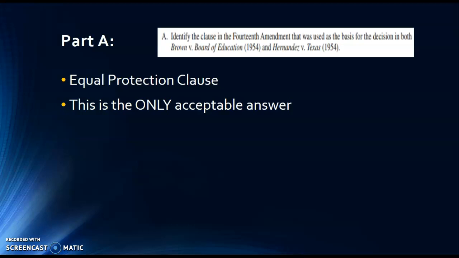It is the only one that you will receive a point for. You either get a point or you don't. It's one or the other. Remember, there's no partial credit for this either. If you were inclined to put the Due Process Clause, you would not earn a point because the correct answer here is the Equal Protection Clause.